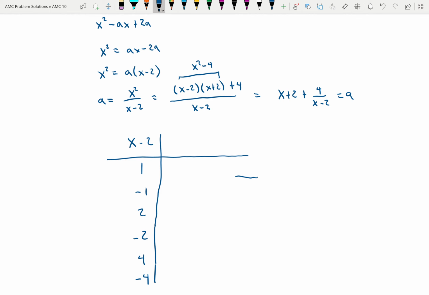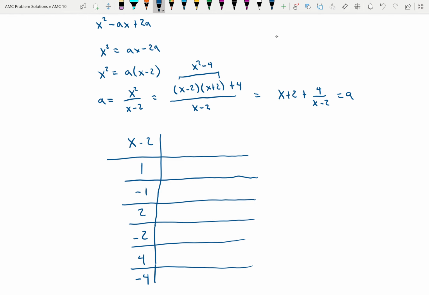So now we can back out values of x that correspond to these. And then once we have the values of x, then we can get the values of a. So x is just plus 2 more than x minus 2. So the values of x that would be here are 3, 1, 4, 0, 6, and -2. So I'm going to plug those values of x into the equation, and then we'll get the resulting values of a.